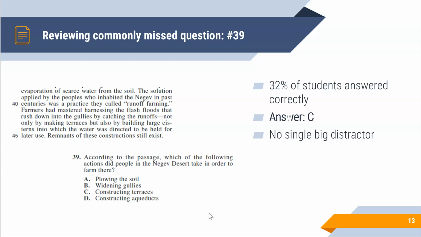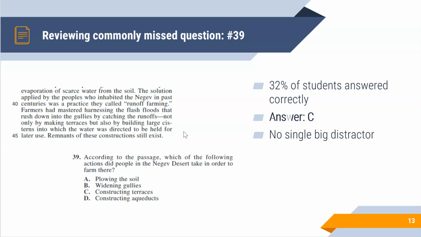All right, question number 39. According to the passage, which of the following actions did people in the Negev desert take in order to farm there? The correct answer is C, constructing terraces. We get that right over here, not only by making terraces, but also by building large cisterns into which the water was directed to be held for later use. And again, there's no single big distractor. There wasn't an answer that was super popular for students to select instead of the correct answer. And again, key ideas and details, it does just rely on that really close reading of the passage.